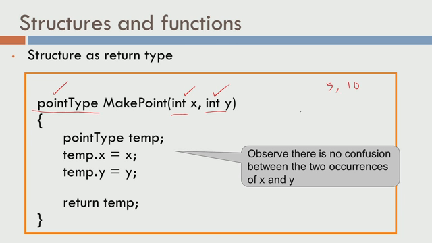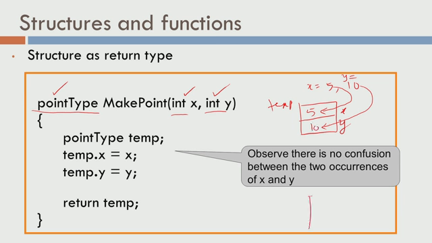Now, if you say point type temp, you have temp, which is a structure and it is supposed to get two members x and y. Now, we say temp dot x equals x. So, I said x was 5 and y was 10, these are the two values that were passed. So, temp dot x equals x would copy the contents of x into temp dot x. So, temp dot x becomes 5 and temp dot y equals y copies the content of y into temp dot y. So, this becomes 10.